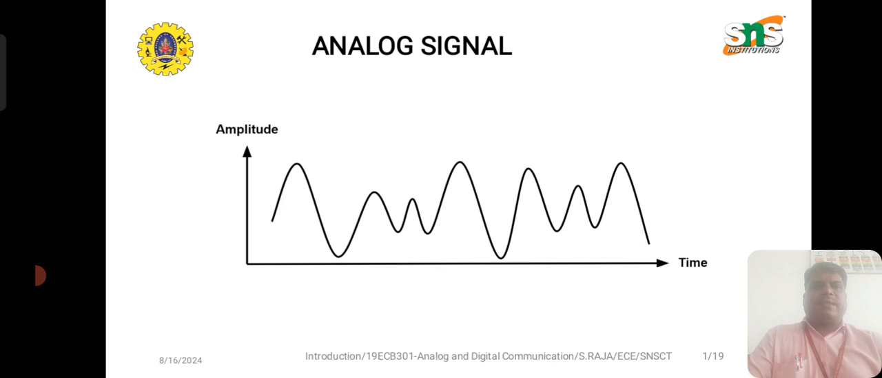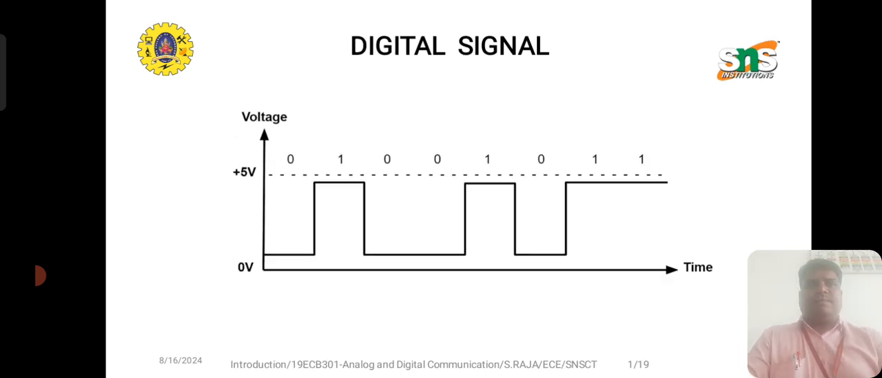This is the representation of an analog signal. It is continuous in time. This is the representation of a digital signal. These are discrete with respect to time. Digital signals are mostly represented by zeros and ones.